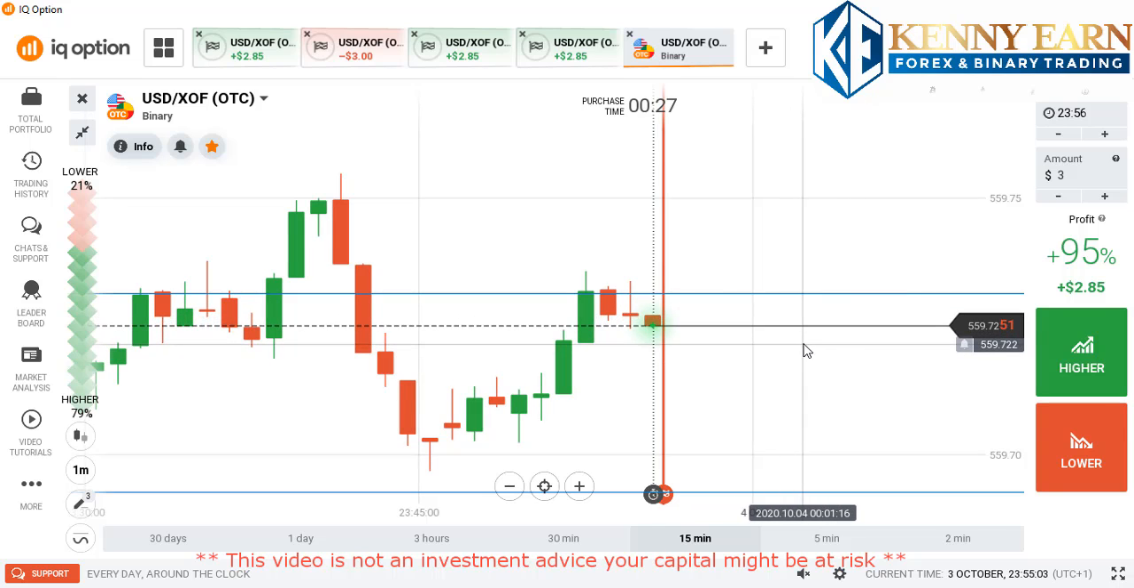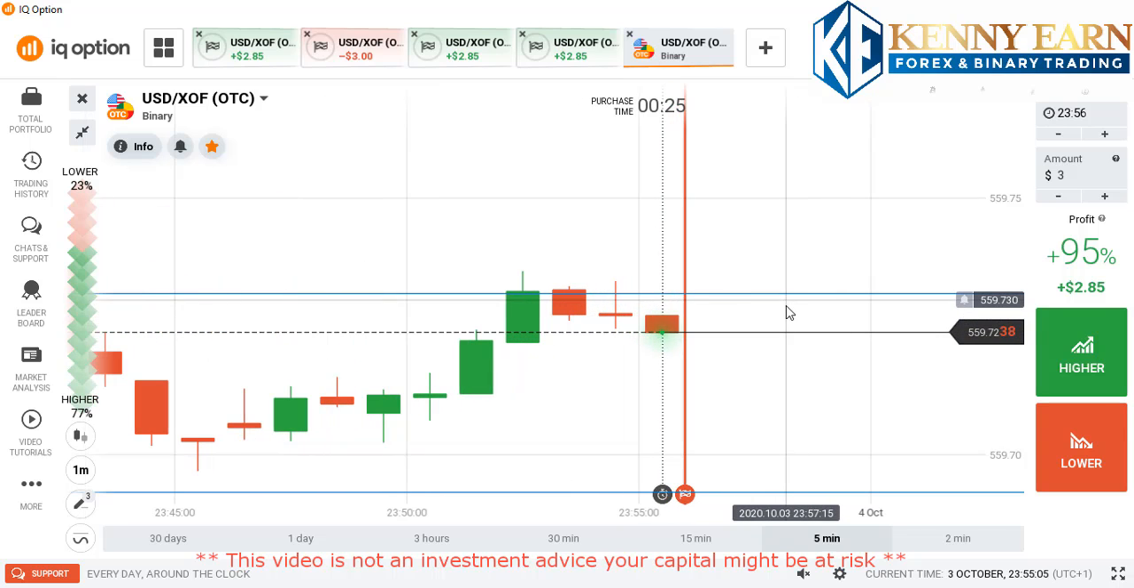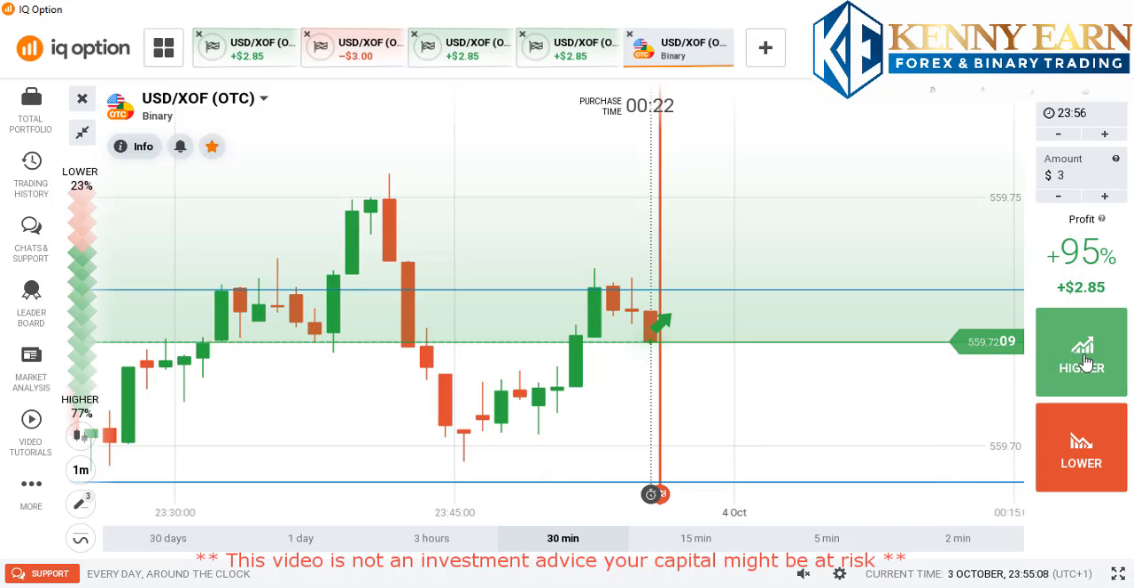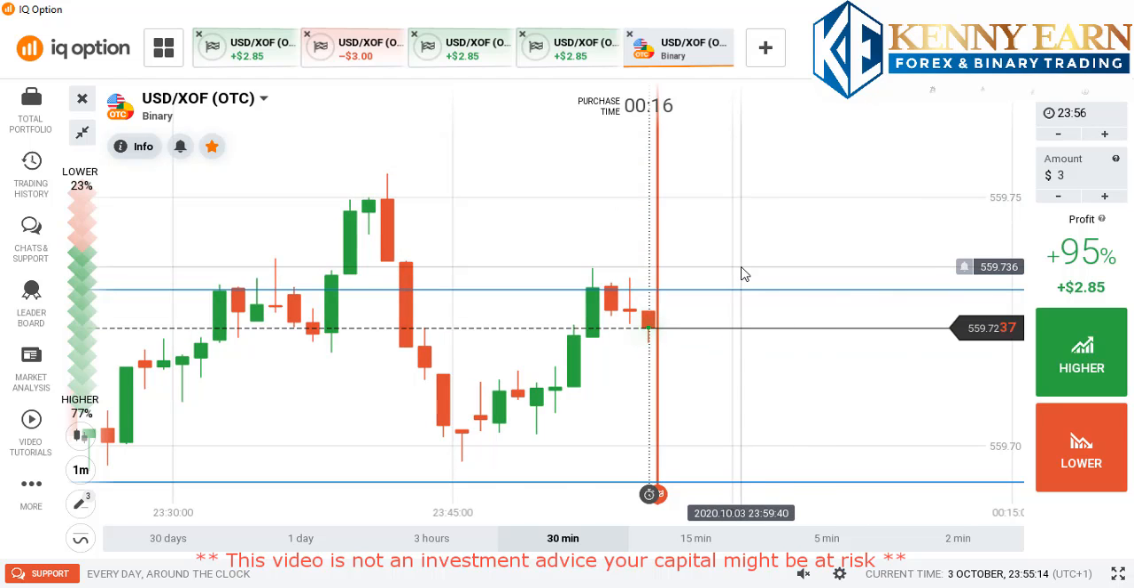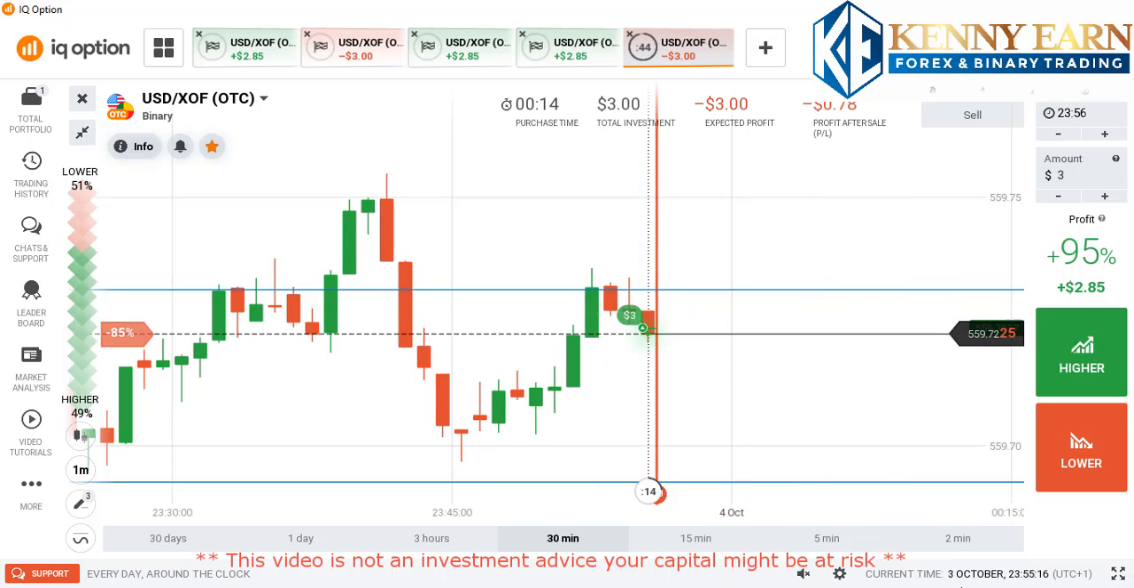Okay, this trade is quite a critical one. But what I'll do here, I will trade with some good entry points. Okay, I'll go with the higher option here. Let me get the good entry points.